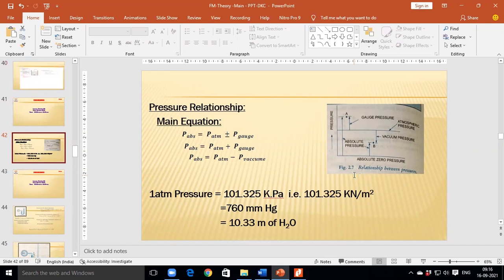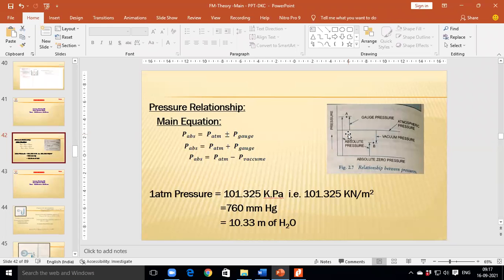This figure represents the relationship between the pressures. Absolute zero pressure is a horizontal line, with pressure on the y-axis. If the pressure is zero, it is called absolute zero pressure. And this other horizontal line is called atmospheric pressure.